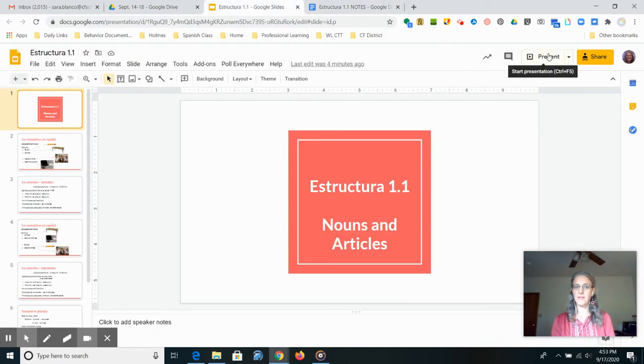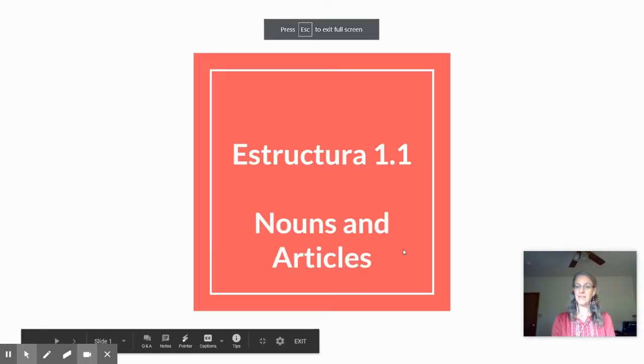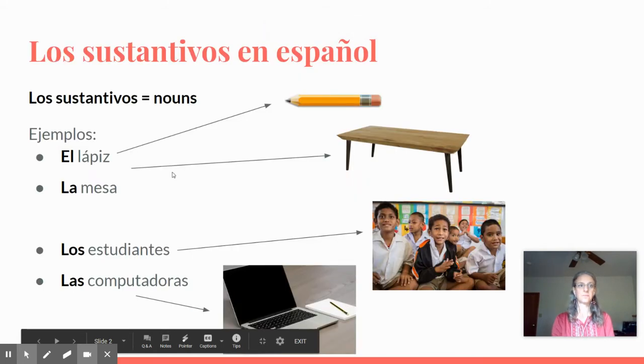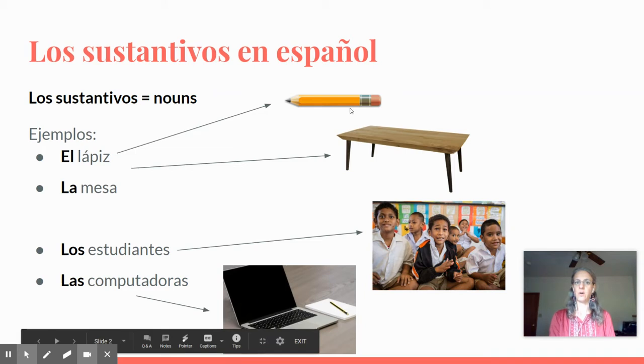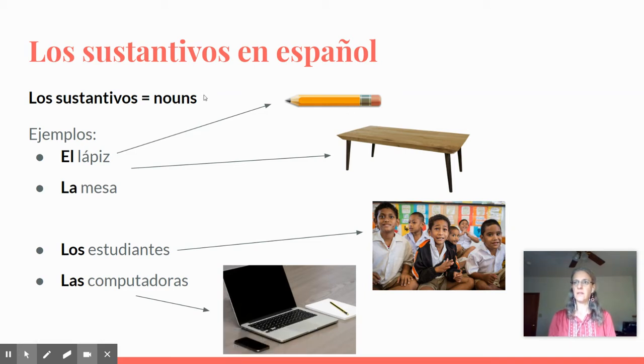Okay, la lección de estructura 1.1, nouns and articles en español. Los sustantivos en español. Sustantivo refers to our word en español for noun. Okay, so if I had nouns, los sustantivos. And what are some ejemplos de sustantivos en español? Remember, nouns or sustantivos are names for people, places, or things. So in this case, I'm showing people with los estudiantes and things with the rest.